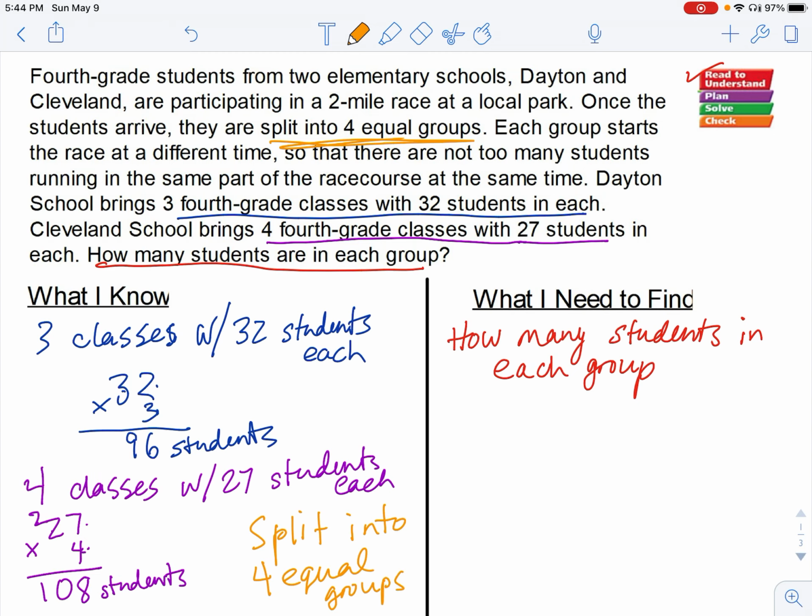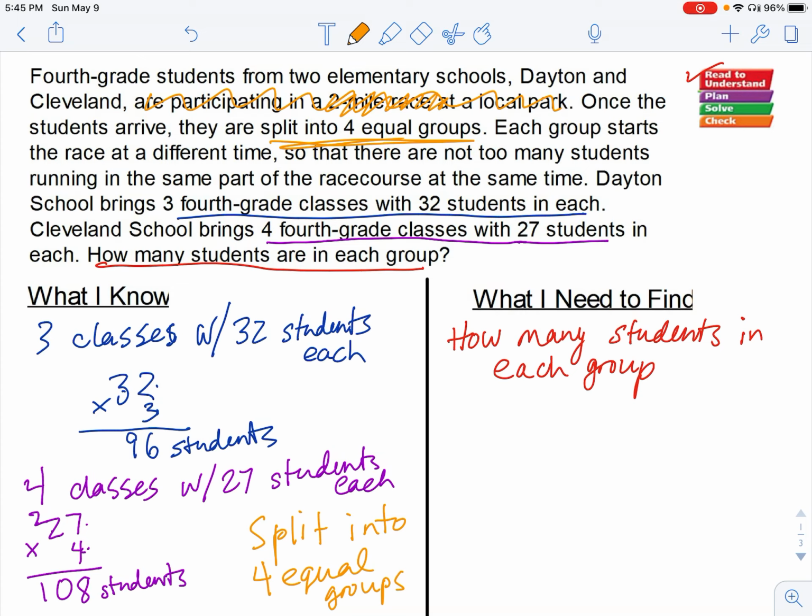Compare with your list of what you already know. Did you have all this information down for what you know? Another thing we know, it does say that it's a 2-mile race. We know that, but is that going to help us with what we need to find, with how many students in each group? Mm-mm. That has nothing to do with the distance. So actually they were trying to throw you off by showing this detail about the 2-mile race. So sometimes you can take out unnecessary information. That can be helpful. Okay, so now I've captured everything I know and I'm going back to what I want to find. How many students in each group?